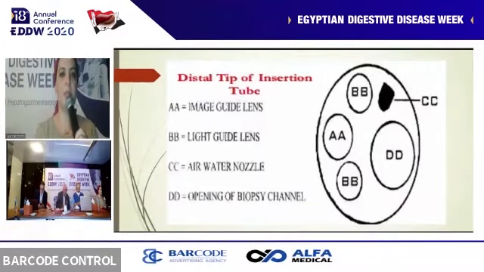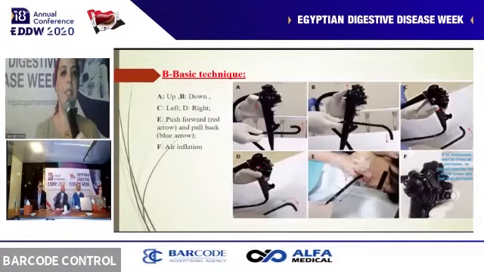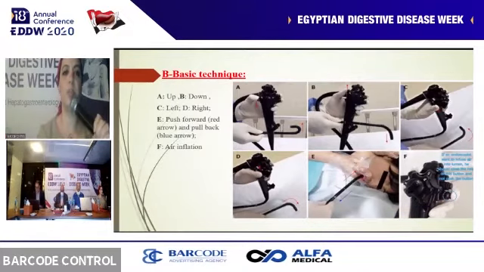The distal tip of the insertion tube includes the imaging guide lens, light guide lens, air water nozzles, and the opening of the biopsy channel. These are the whole components of the videoscope system. It includes the LCD monitor and video system, and light source, and I have to know all this about the manufacture of the scope. See what is up and down, left and right, pushing forward and backwards, and also make air inflation outside the patient.